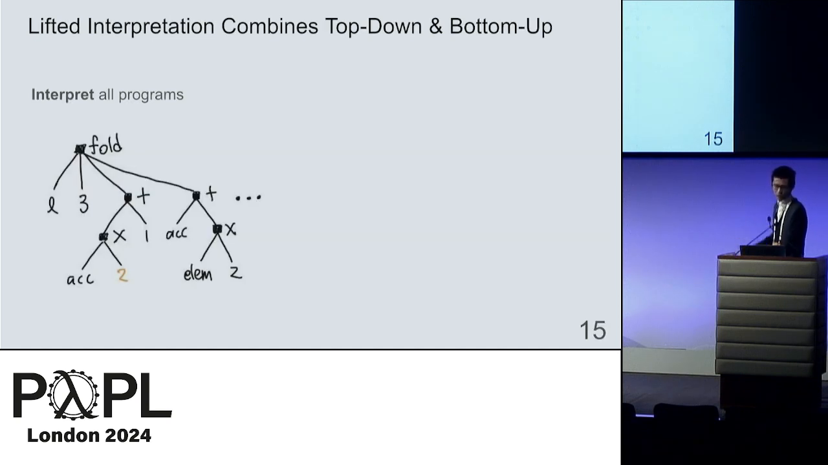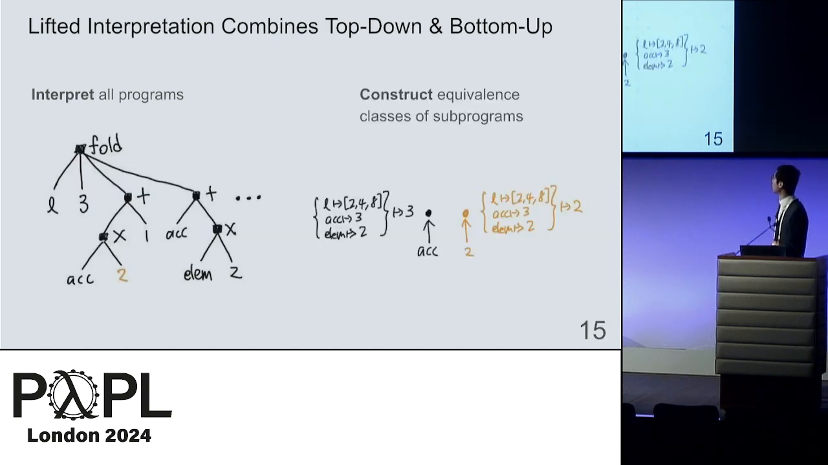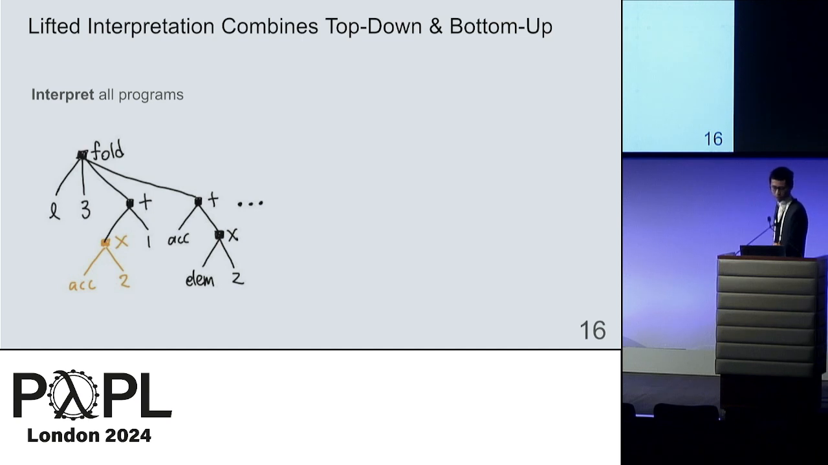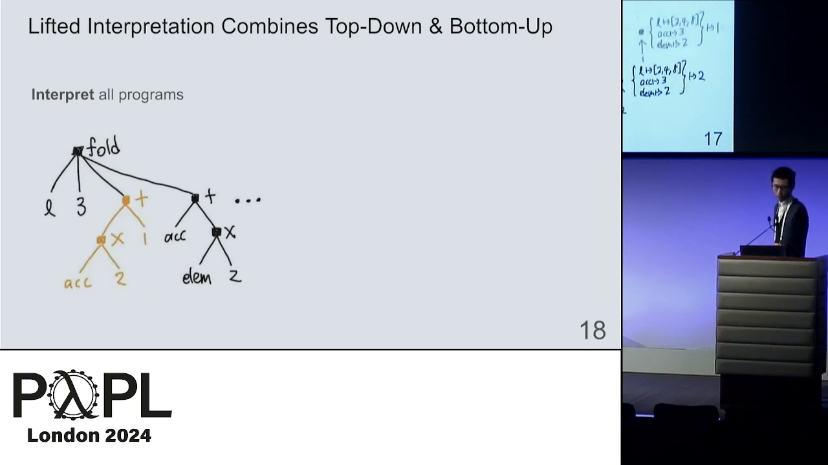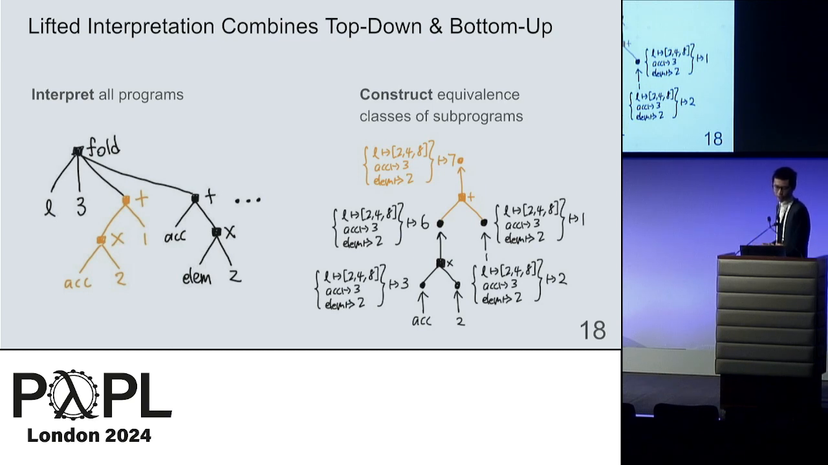We can continue the interpretation and then see the literal 2, and create a new equivalence class on the right. We can do the multiplication, and create a new equivalence class of programs that output value 6. And then we can finish interpreting the first subprogram, ac times 2 plus 1, and create a new equivalence class of programs that output 7.